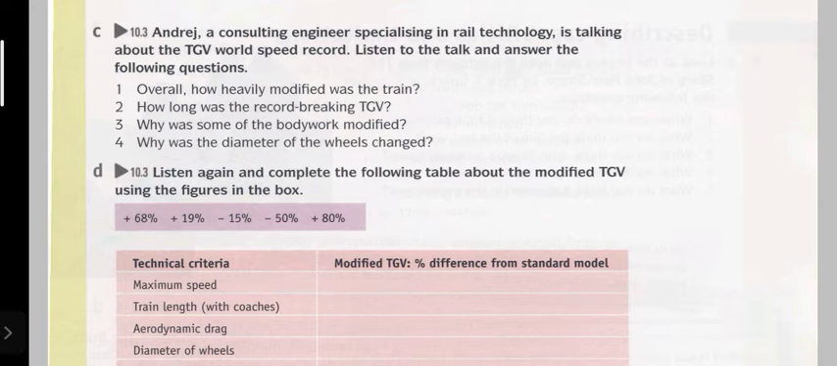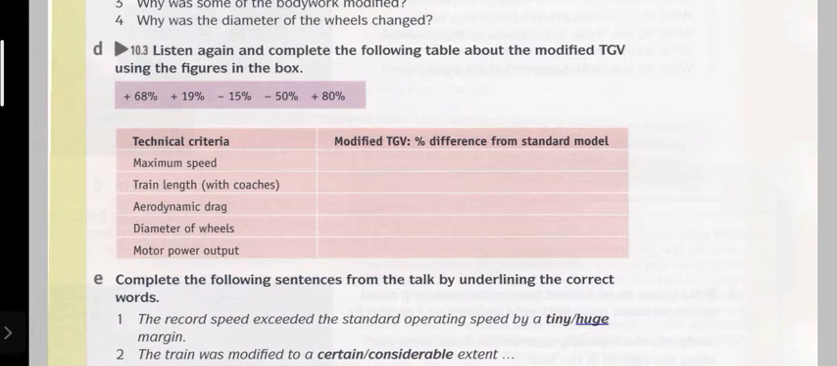Number D. We have here some percentages. عندنا شوية percentages كده. Plus 68%, plus 19%, minus 15%, minus 50%, and plus 80%. We're going to listen again. هنسمع تاني. And see, we have here maximum speed, train length, coaches. Yeah, these coaches دي مش اللي هي بتاعت الكورة. coaches دي اللي هي المقصورات بتاعة القطر، العربيات بتاعة القطر. Aerodynamic drag, diameter of wheels and motor power output.